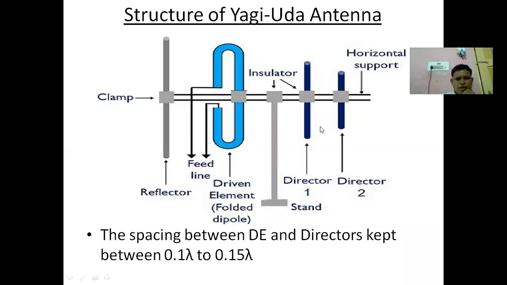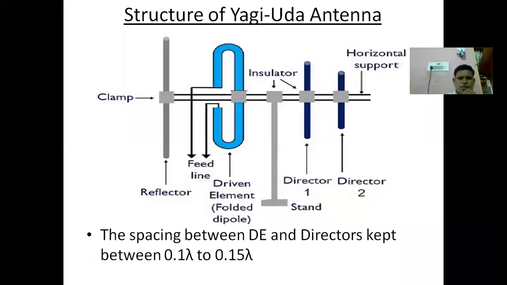And these are the directors. By using these directors, we are able to minimize the side lobes, meaning we minimize the power in the side lobes. This is the stand, which is placed on the ground. The spacing between the driving element and directors is kept between 0.1 lambda to 0.15 lambda. That is the design constraint. Now, this is the structure of the Yagi-Uda antenna.